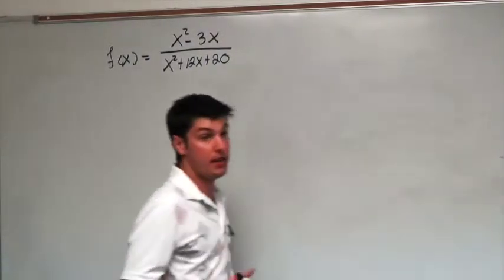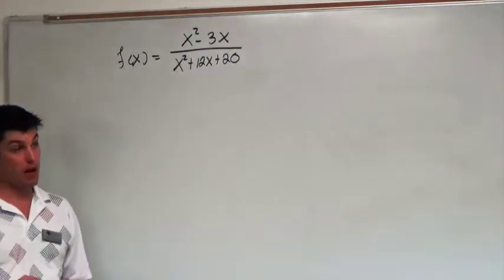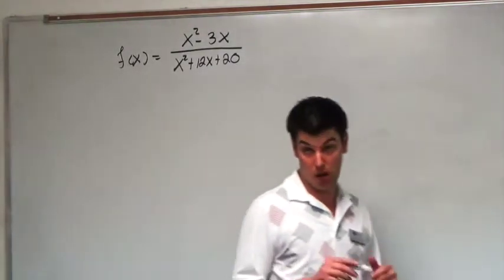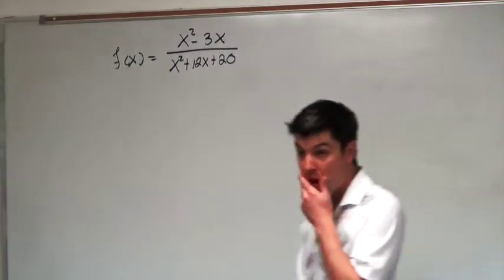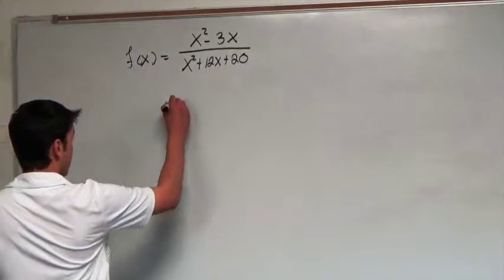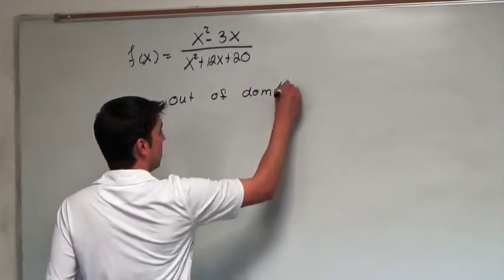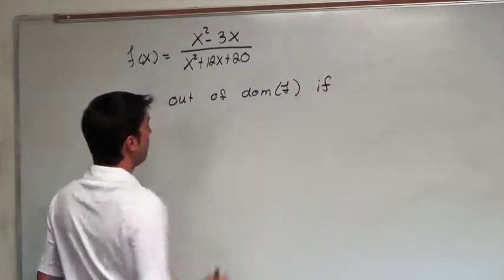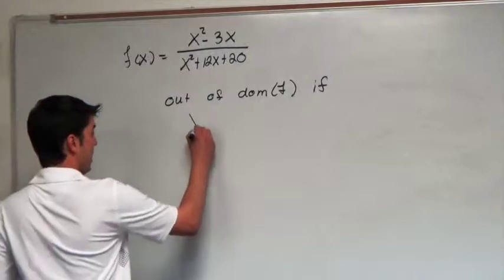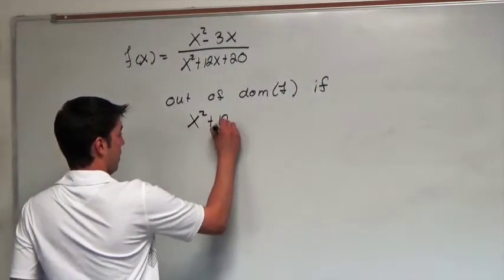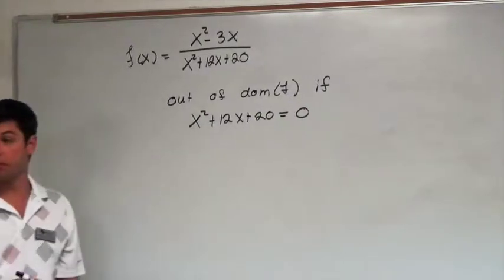So again, start thinking about the domain first. And remember the domain, the way we think about it, we try to find the values of x that cause us to break a rule of math, and we exclude those values from the domain. So we see that we would be out of the domain if our denominator is 0. You cannot divide by 0. So we would be out of the domain if x squared plus 12x plus 20 is equal to 0.